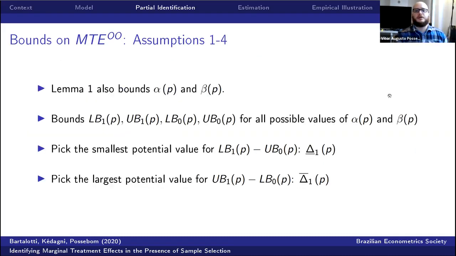Combining this with our previous mixture results, we can bound alpha and beta, and we can derive bounds for all possible values of alpha and beta. We can pick the smallest potential value for the lower bound, and we denote that by delta underline as a function of p. And we can also pick the largest possible value for the upper bound, which we denote by delta bar as a function of p.